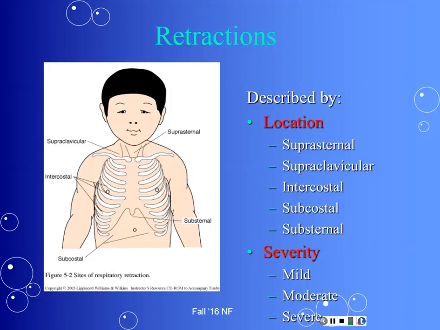So are you just barely seeing them kind of flutter, intercostal, that kind of stuff? Are they sucking in air? Are they truly, like, really, you can see deep, you know, severe retractions? So you want to note where they are.